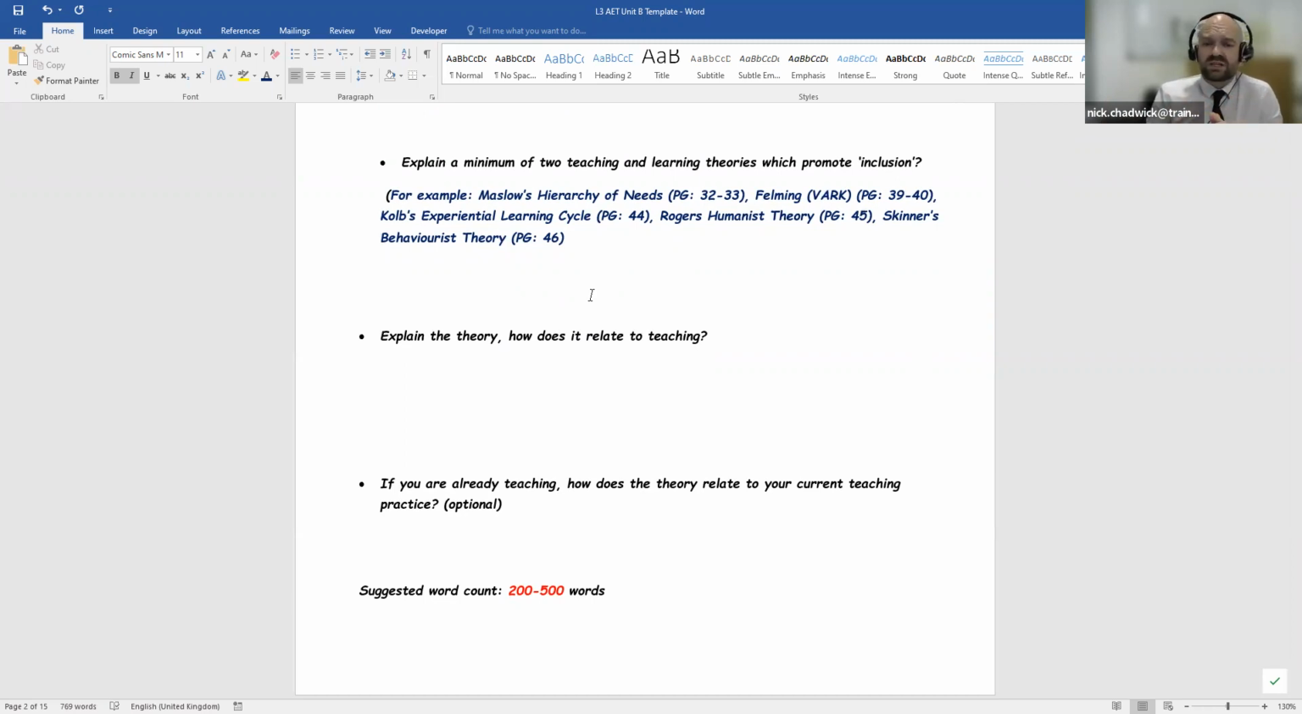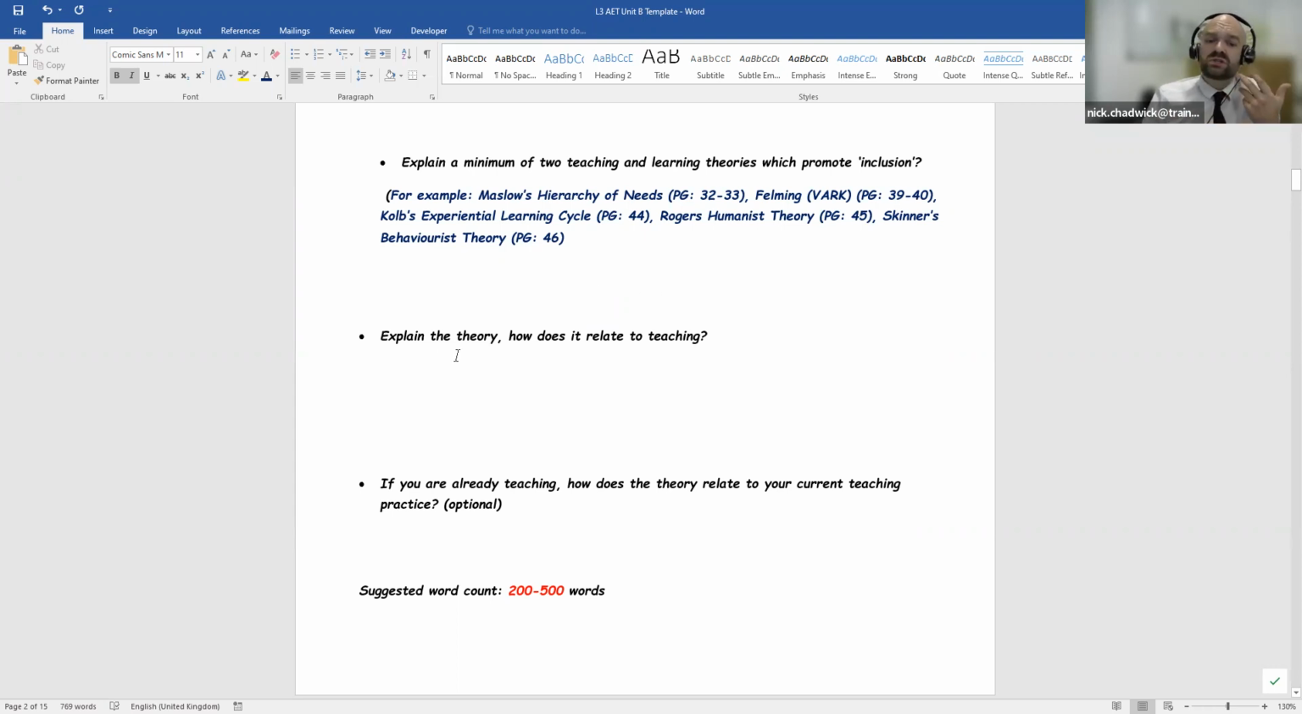We have Kolb's experiential learning cycle. We have the humanist theory promoted by Carl Rogers. And we also have Skinner's behaviorist theory as well. Okay, so please do have a look and have a read of each of the different theories. We have the page numbers there. And I would like for you to pick out perhaps 2, okay, as a minimum.